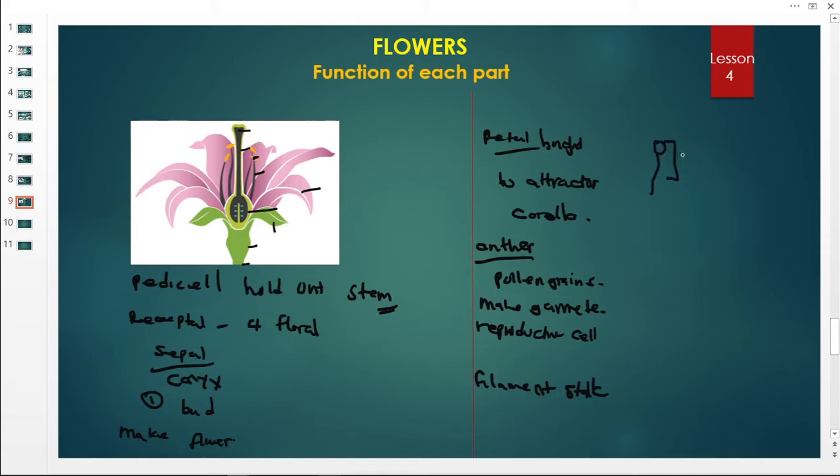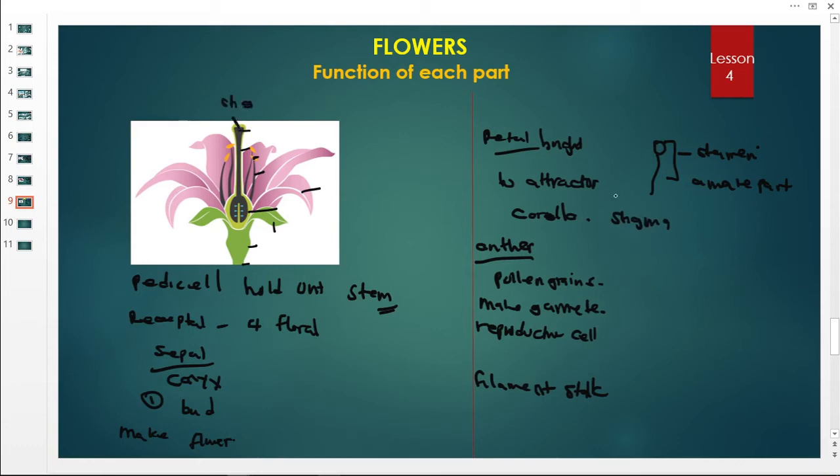These two parts make what we call the stamen, and this stamen is the male part of a flower. It's a male part because it's producing the male gamete called the pollen grains. Then we have the stigma. This stigma you are seeing here, this is the stigma.